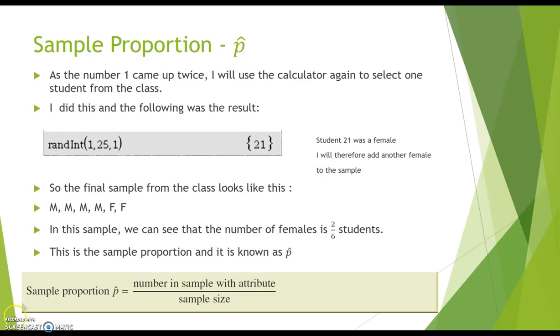By definition, we say that the sample proportion, P hat, is the number in the sample with the particular attribute divided by the sample size. In this example, the particular attribute again was being a female. We had 2 students in the sample who were female, and the sample size was 6 students.